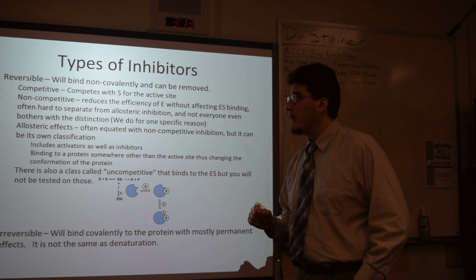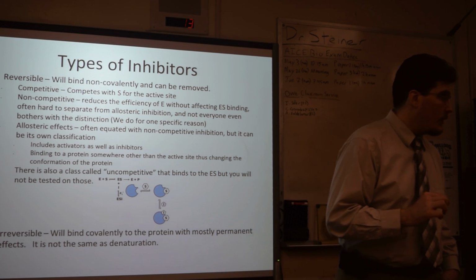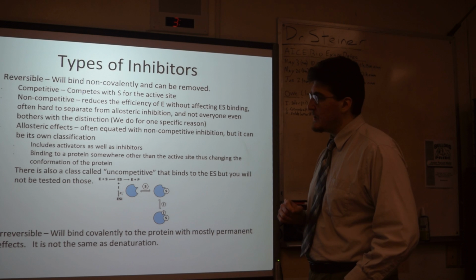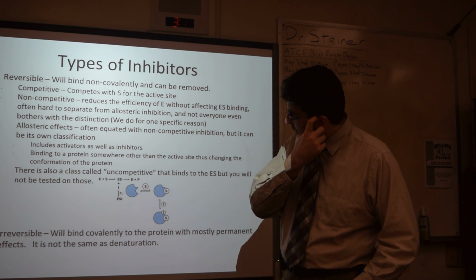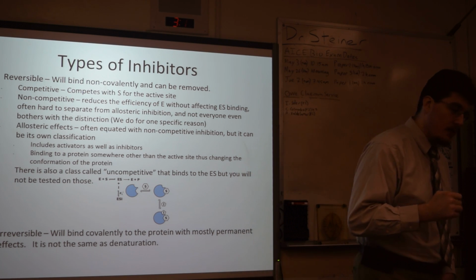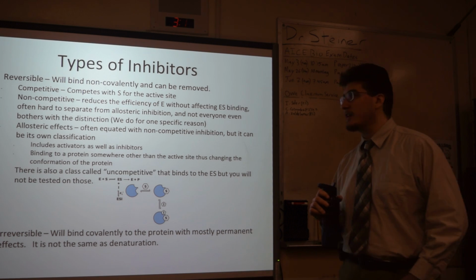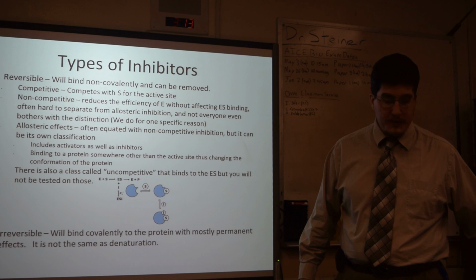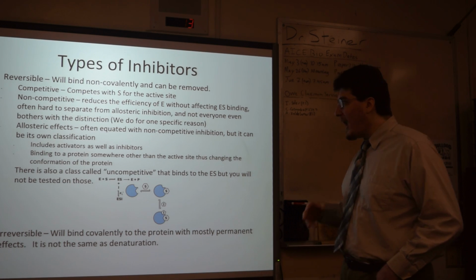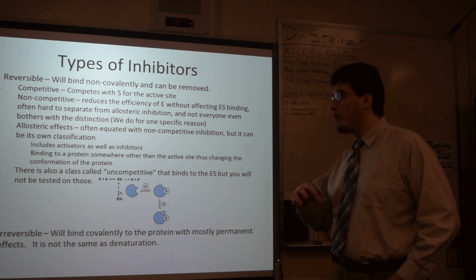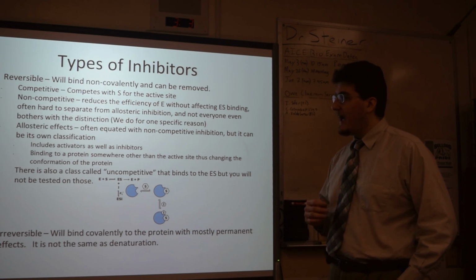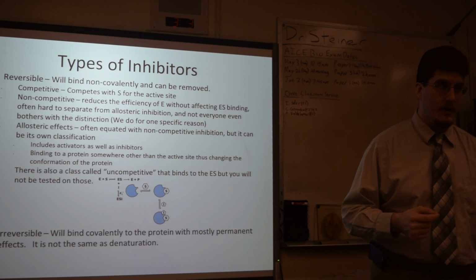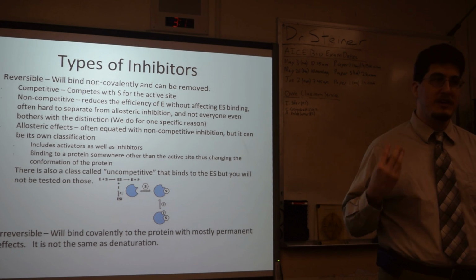Allosteric effects are often equated with non-competitive inhibition. It is its own classification. Activators and inhibitors are both included as allosteric effectors. Allosteric effectors bind to a protein somewhere other than the active site and change the 3D conformation of the protein. It changes the overall 3D shape.